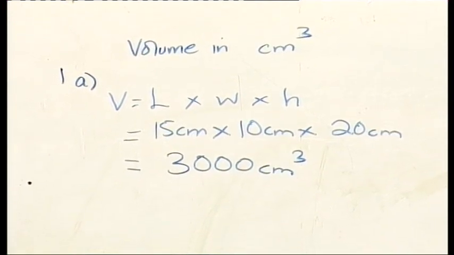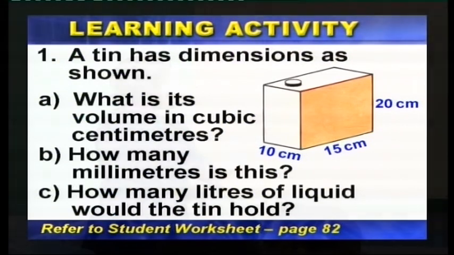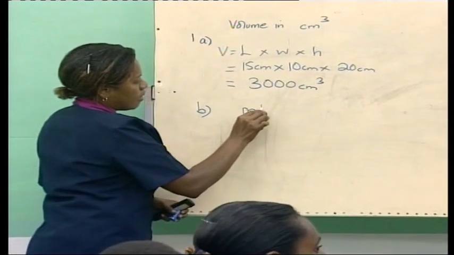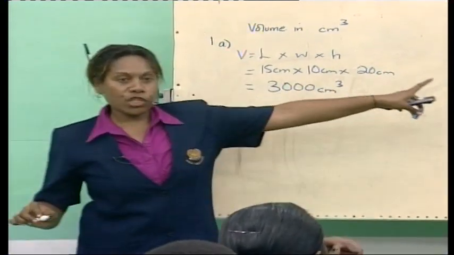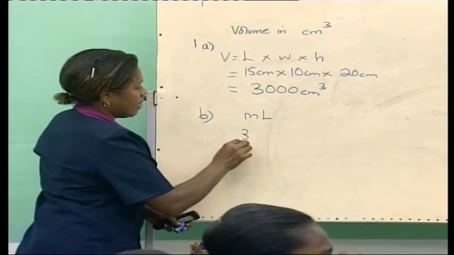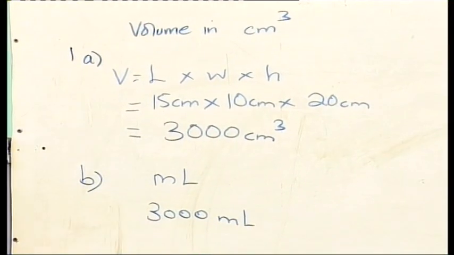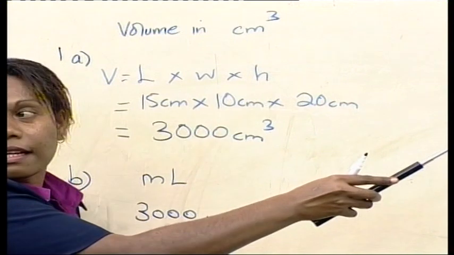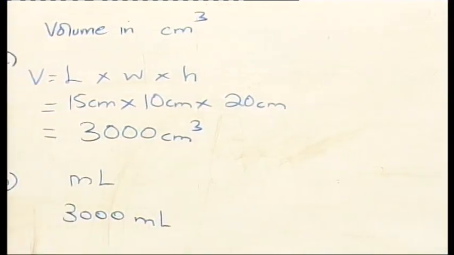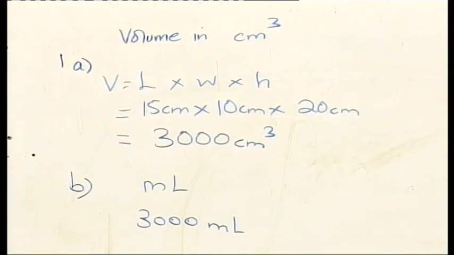Okay, good. Now the next question says, how many milliliters is this? Remember your conversion. 3,000 milliliters. Okay, class? Remember your conversion here. 1 milliliter is equal to 1 cubic centimeter. So 3,000 cubic centimeters is the same as 3,000 milliliters.